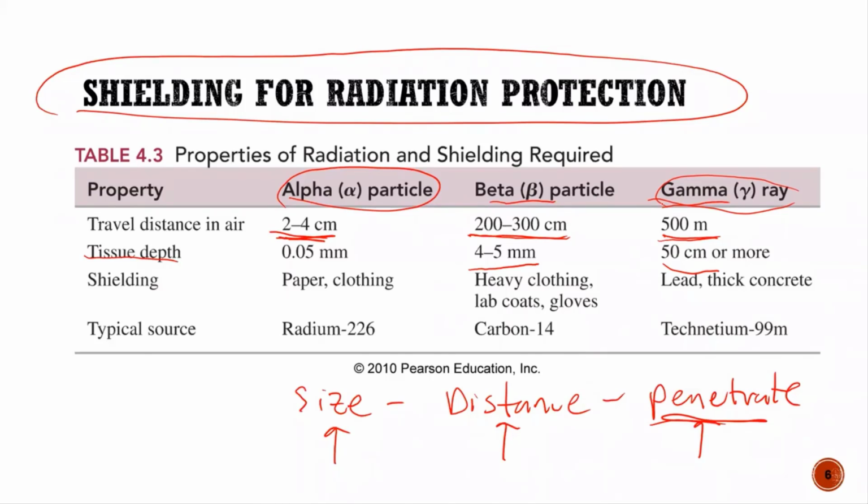As a result, what could you do to protect yourself? Well, you can shield yourself. We already talked about the bigger ones, paper. For the really small ones, now I need dense material like lead and concrete. And then in the middle, heavy clothing, lab coats, things of that nature. So again, we do not need to memorize specific numbers. What we do need to understand is the relationship of size to distance to shielding.